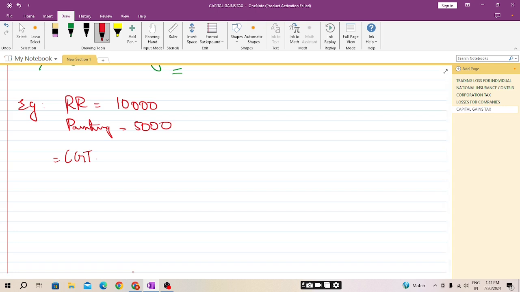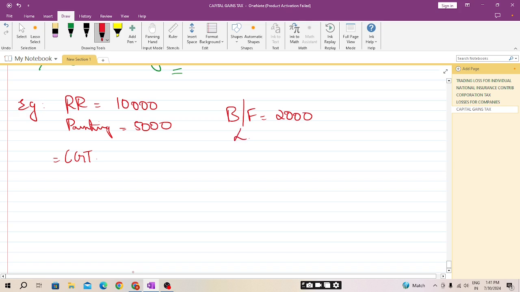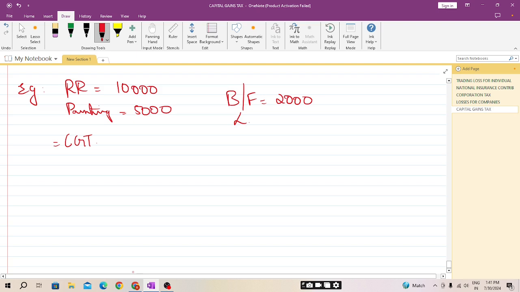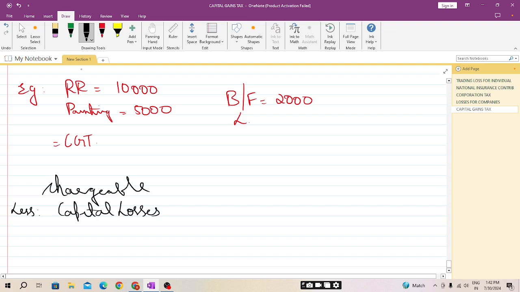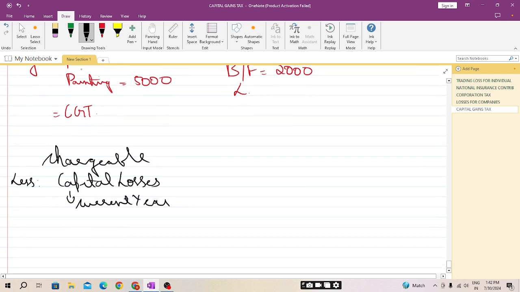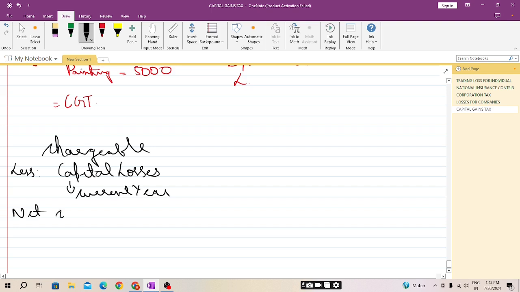Now students, as we know the format, here they have already given the first part; step number 1 has been done. They have directly given the chargeable gains. So students, let's take our brought forward loss as 2,000 pounds. Now students, I hope you remember the format. The first step in the format was the chargeable gains less capital loss of the current year, then we will arrive at our net chargeable gain, students.